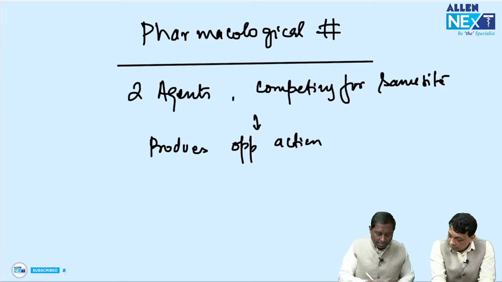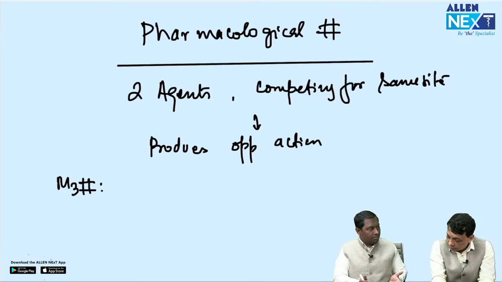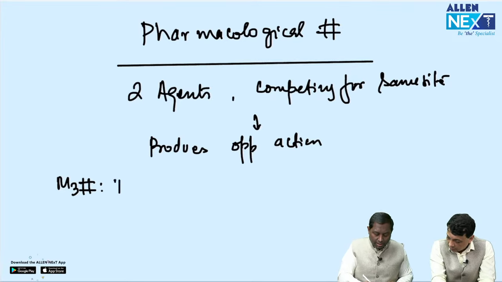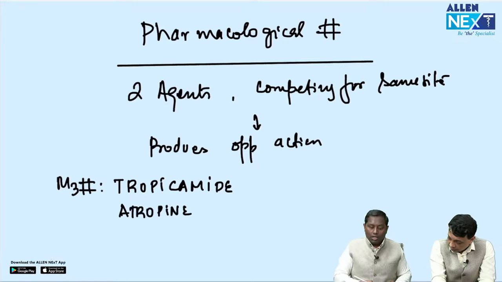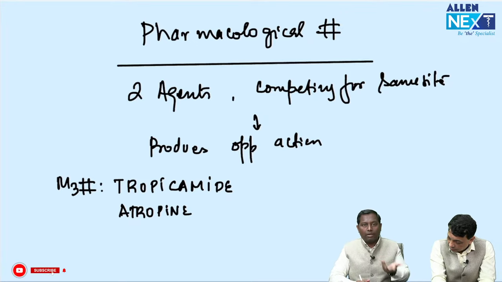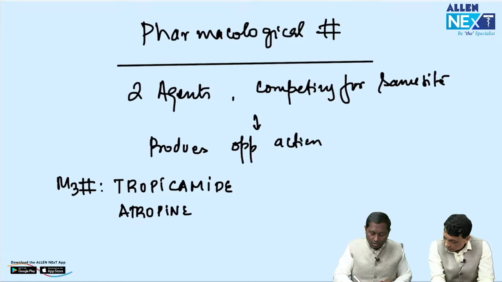So here, let's say there is one scenario of pharmacological blockade that can be caused by an M3 antagonist, drugs like tropicamide, homatropine. We have many drugs. Exactly. We also have atropine, right? These are the M3 antagonists. So if the receptors are already blocked, and after this you give, let's say, pilocarpine, where will it work? It will not be able to work. So this can be one of the pharmacological antagonists for your pilocarpine.